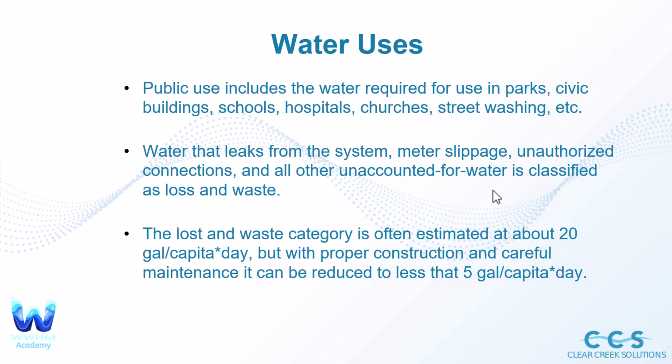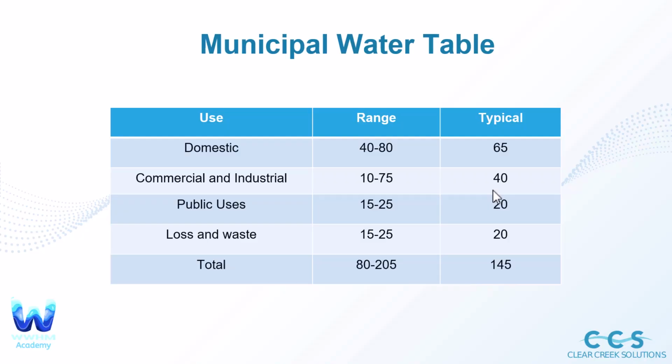Public use includes the water required for parks, civic buildings, schools, hospitals, churches, and street washing. Water that leaks from the system, meter slippage, unauthorized connections, and all other unaccounted for water is classified as loss and waste. The loss and waste category is estimated at about 20 gallons per capita per day, but with proper construction and careful maintenance, it can be reduced to less than 5. So here's a municipal water table.